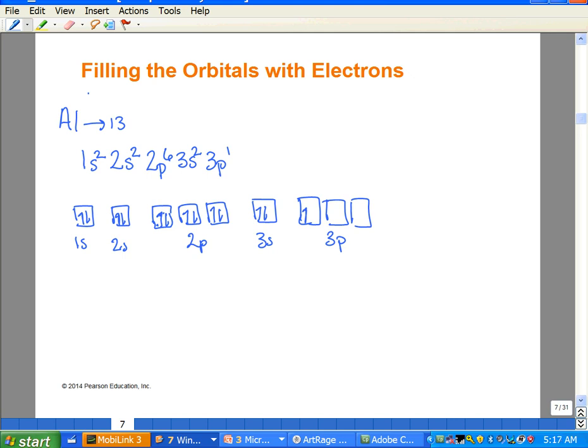Let's do one for, let me look at the periodic table. Let's do one for phosphorus. This is the orbital diagram.